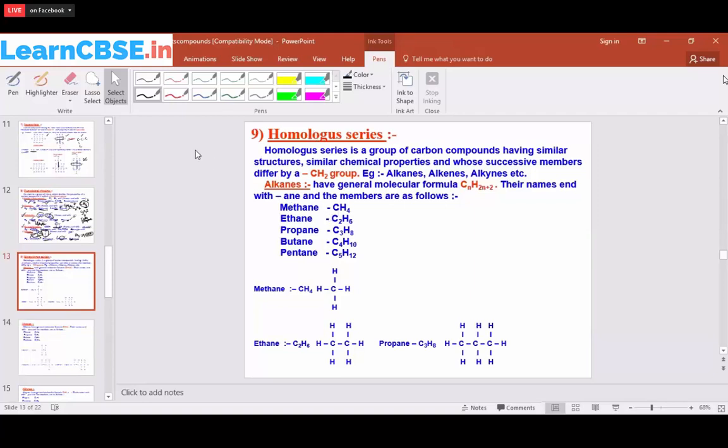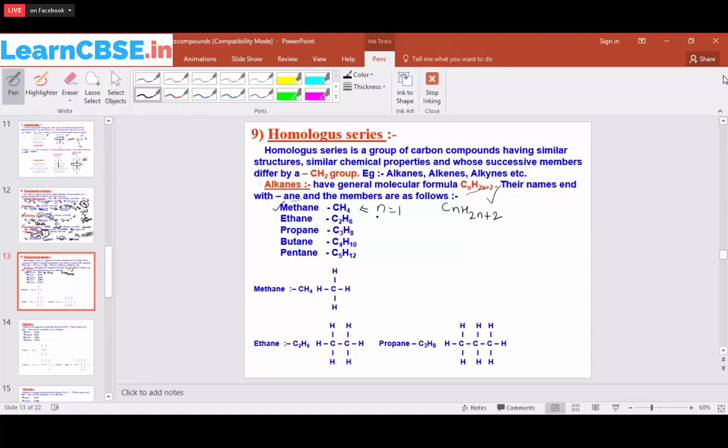So the alkanes have the formula CnH2n+2. This is the general formula for the alkanes. And we know that ANE indicates it's the alkane family. Now in this case, we are going to substitute n equal to 1 in the formula CnH2n+2. So we will get CH4. This is the first member of the family, methane.